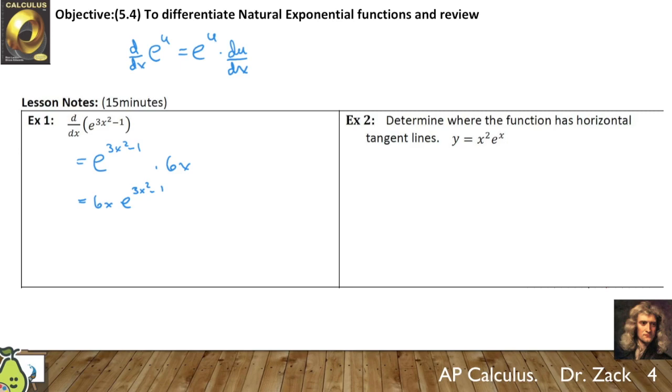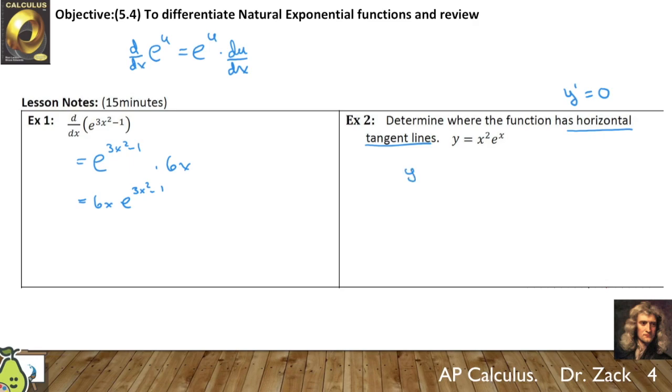Now, for example 2, we're looking for horizontal tangent lines. So these are some of those application problems that we keep coming up. Know how to do them for your Unit 3 test. That's why this is also part review. To find horizontal tangent lines, you want to know where your derivative is equal to 0. So let's find a derivative.